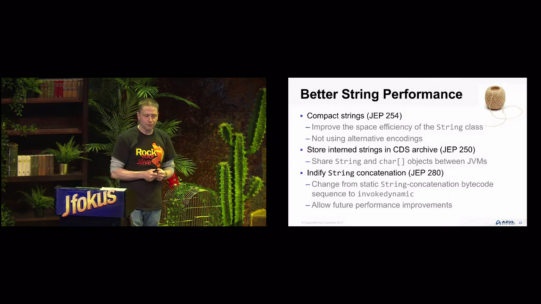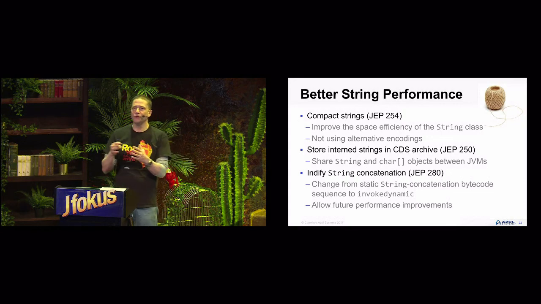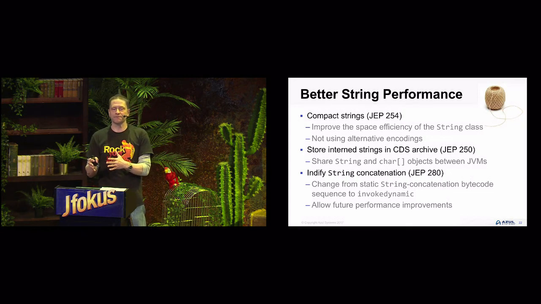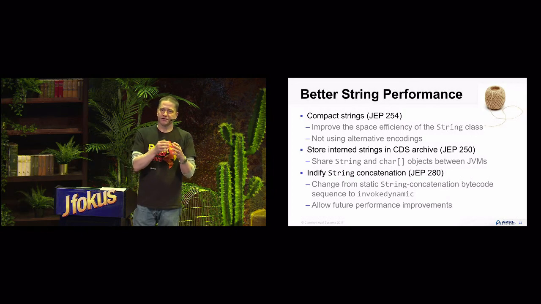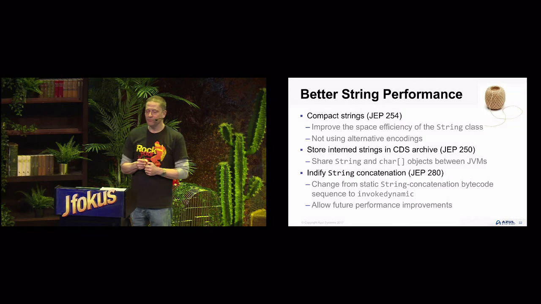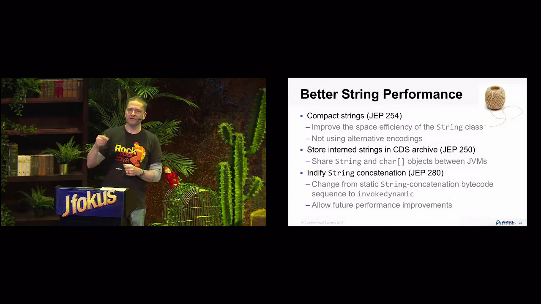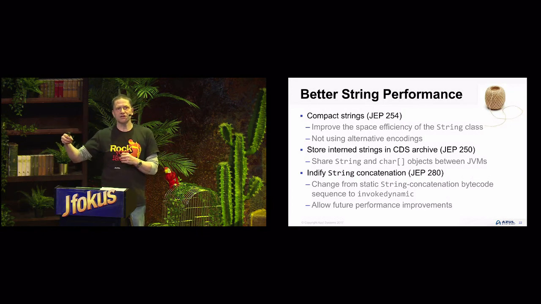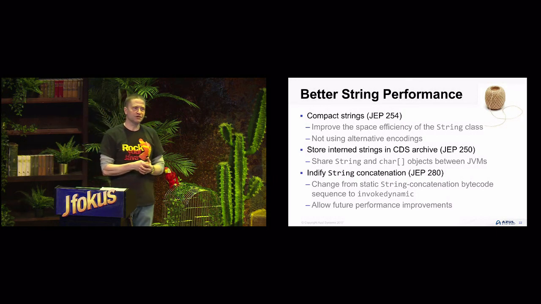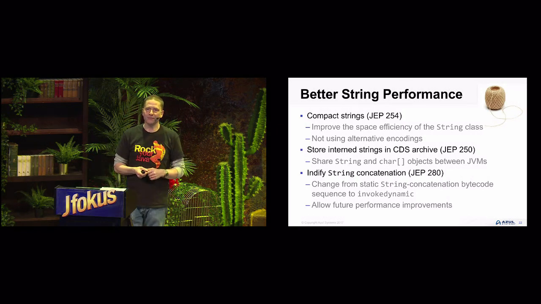Third thing around string performance is the idea of improving the way string concatenation works. What this does is it says, instead of encoding the way that string concatenation works into the bytecodes generated by the compiler, use an invoke dynamic bytecode. And this effectively says, leave it to the JVM to decide at runtime what is the best way to concatenate these strings. Then, depending on what the JVM wants to do, if somebody comes up with a new, improved way of concatenating strings, then that can be used without having to recompile the code that you've got.